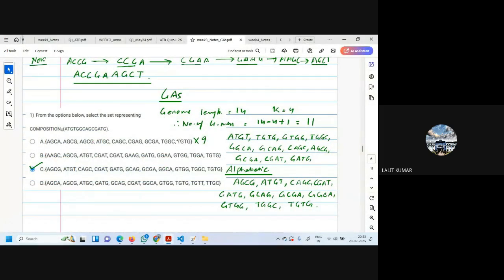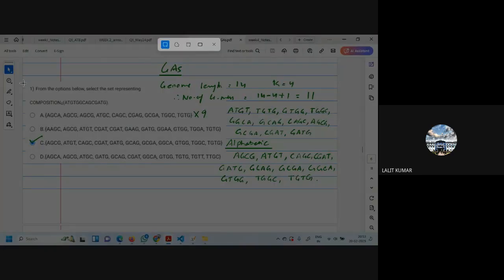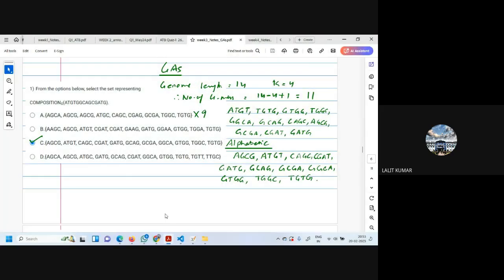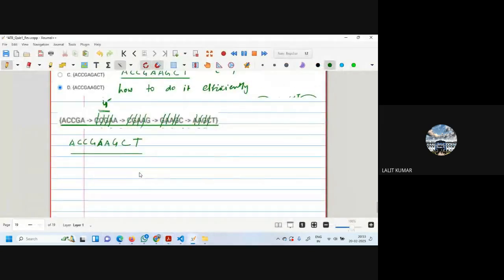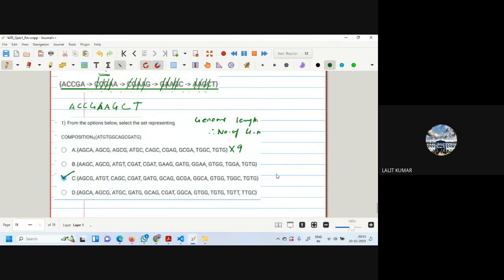Okay, composition 4. Okay, this is a simple question. This we can do easily. It is a k-mer 4, and just by using the sliding window, we can make that from here. Anybody, any difficulty in doing this? Do you want me to solve this? Anyone?